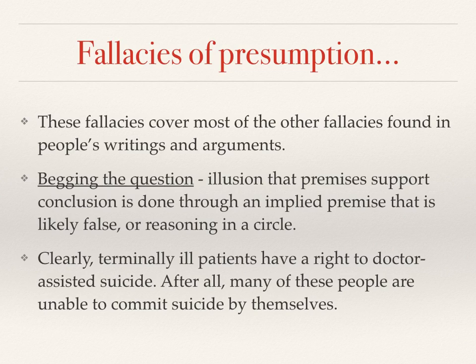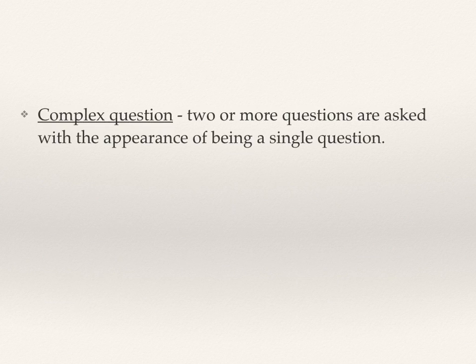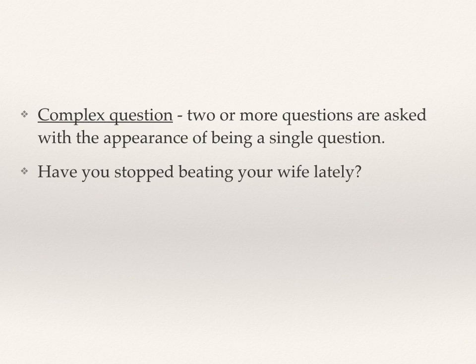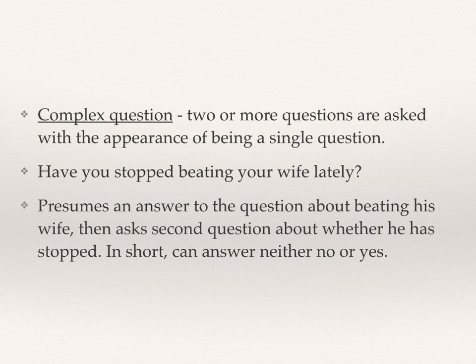So you can see it's begging the main question here, and the question is whether suicide itself is a justifiable approach. Another is the complex question, where two or more questions are asked with the appearance of being a single question. Most common example of this is the "Have you stopped beating your wife lately?" Right? This presumes an answer to the question about beating his wife, then asks a second question about whether he has stopped. In short, we can answer neither no or yes.